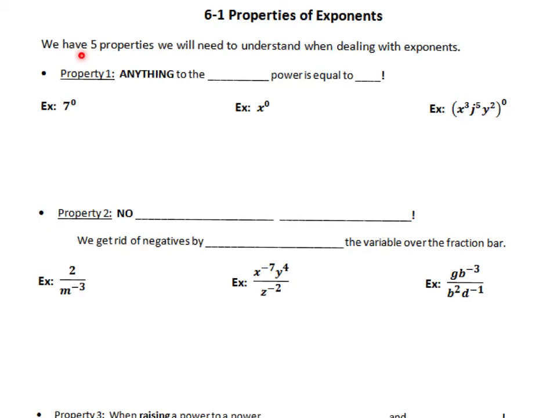The first property is anything to the power of 0 is equal to 1. For example, 7 raised to the power of 0 is equal to 1. A variable like x to the power of 0 is equal to 1. And this last one is always going to be for you to try. Please use the power of exponents and tell me what is x cubed, j to the 5th, y squared, that whole quantity, when you raise it to the power of 0, what do you get?